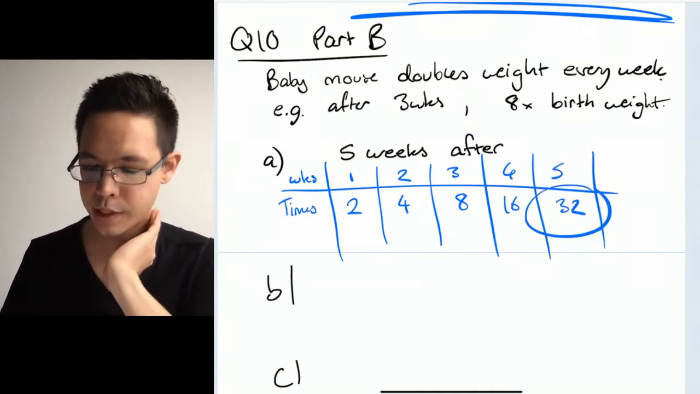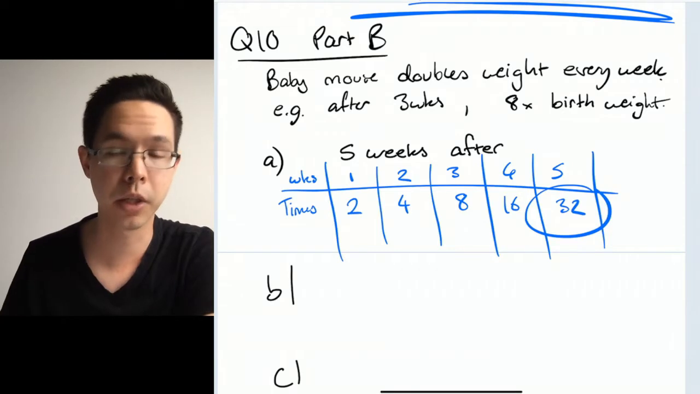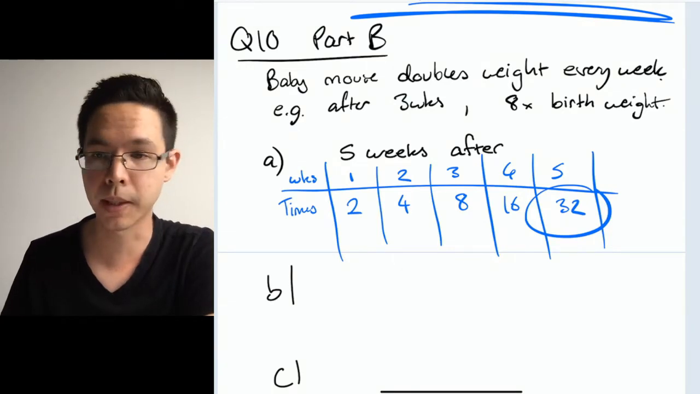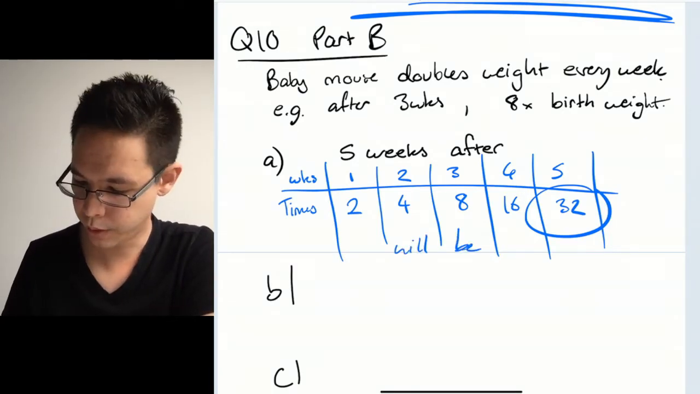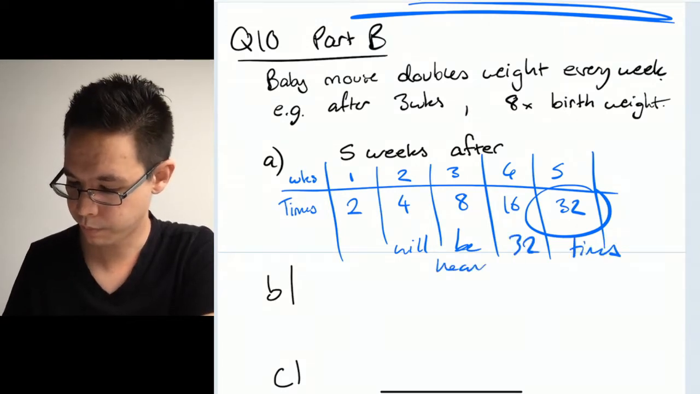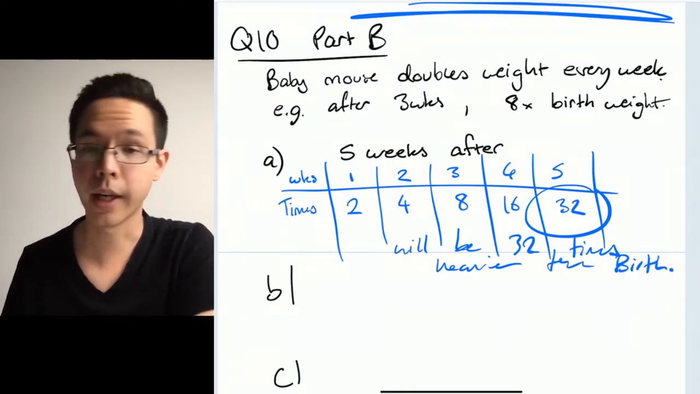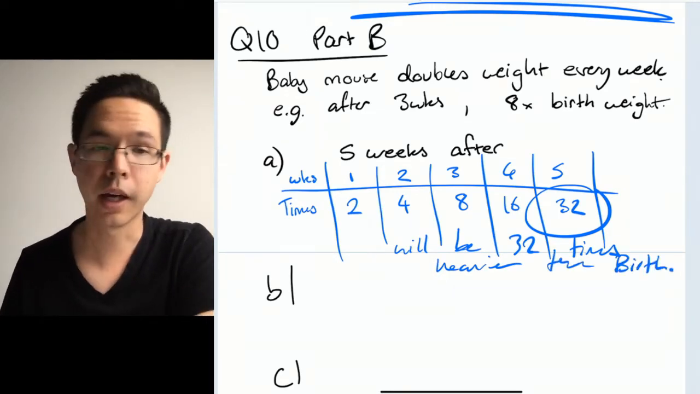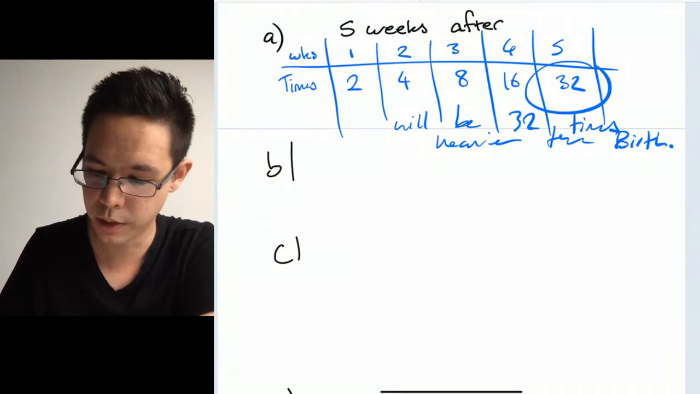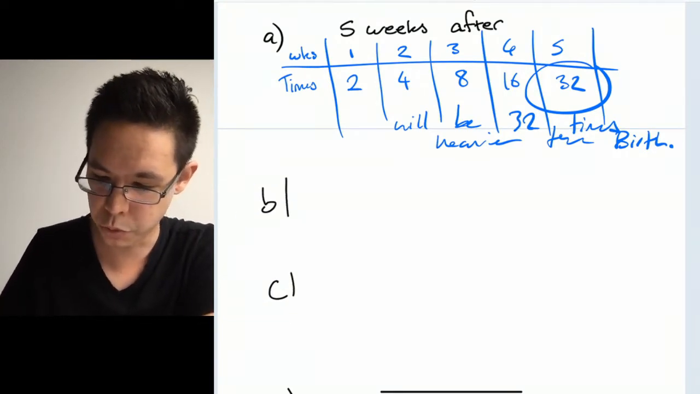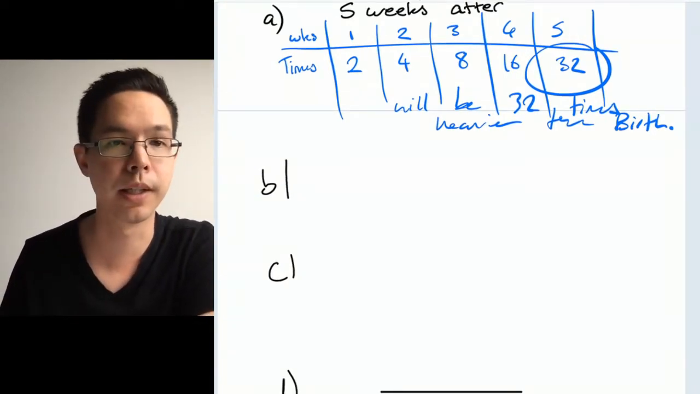Okay, so I get an answer of the baby mouse will be 32 times bigger. Will be 32 times heavier than birth. Okay, I'm not particularly being careful about my handwriting because I'm very conscious of how long each of these things will take me to solve if I do everything very, very perfectly neat.